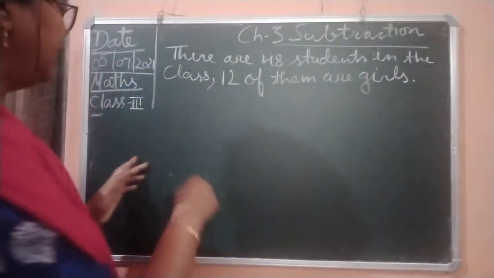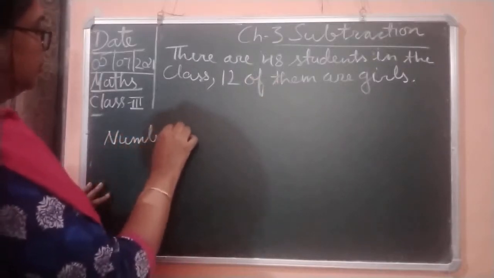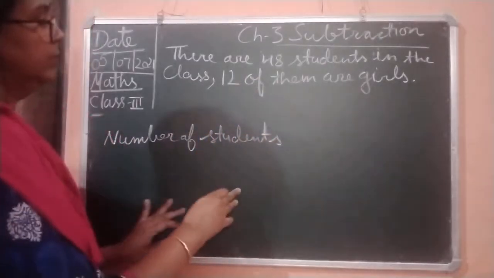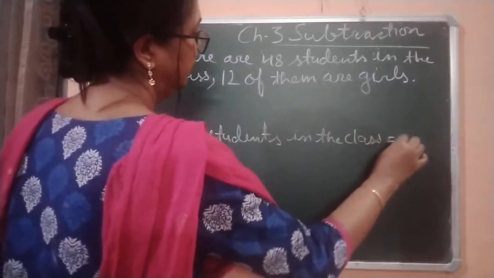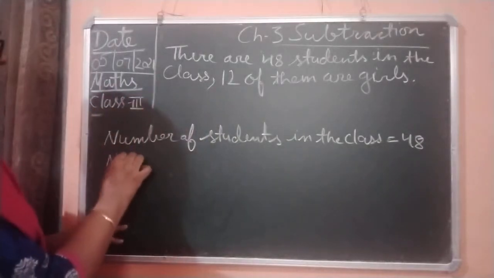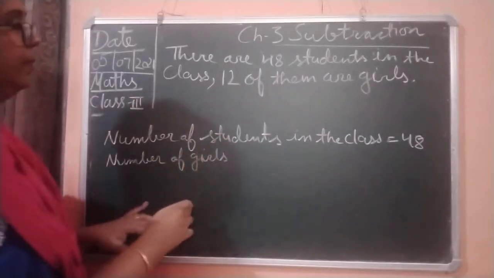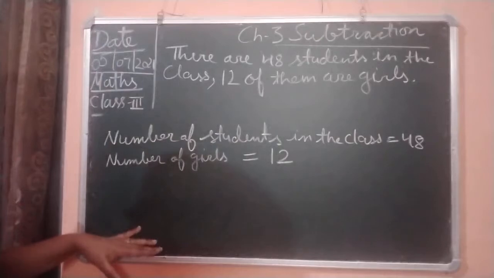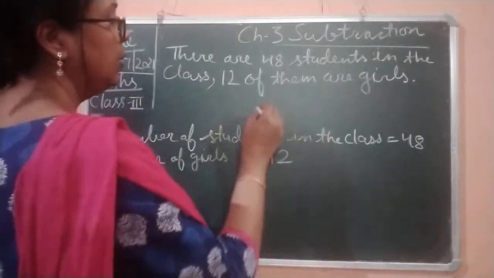Now, we will write first the number of students in the class: 48. Now 12 of them are girls. Number of girls: how many? 12. Okay. Now the question is, how many students are boys?